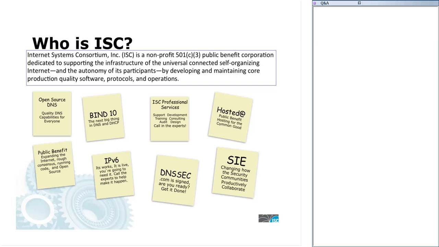Our public benefit programs include our F-Root name server, which is one of the root name servers of the DNS, and it's anycasted to, I think, over 80 sites worldwide. We have our hosted app program, which is public benefit hosting. That's for open source and other public benefit organizations. We have a very active participation among ISC staff on multiple internet governance and regulatory organizations, as well as protocol standardization organizations such as the IETF, ICANN, ARIN, and network operator organizations.